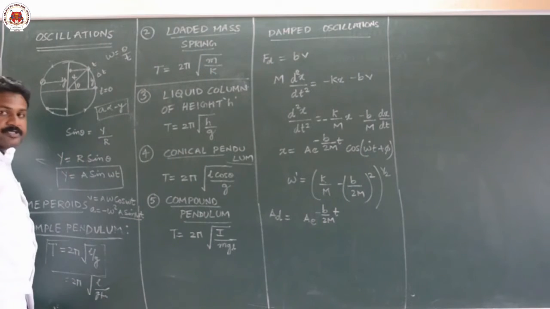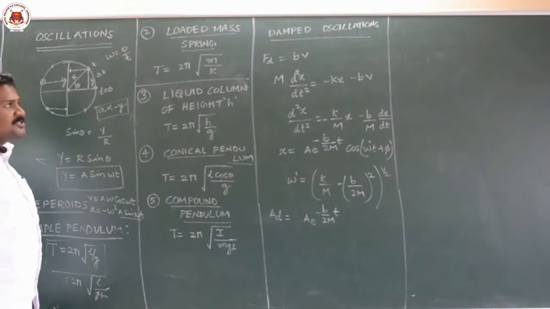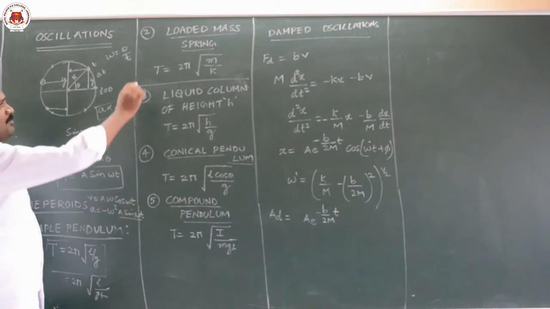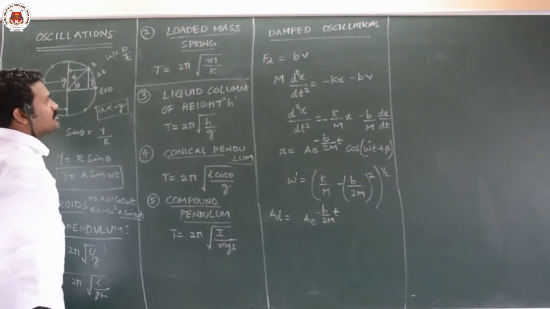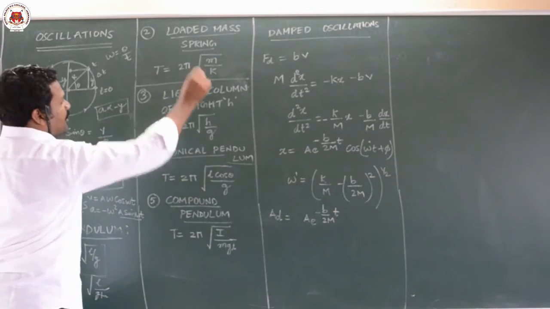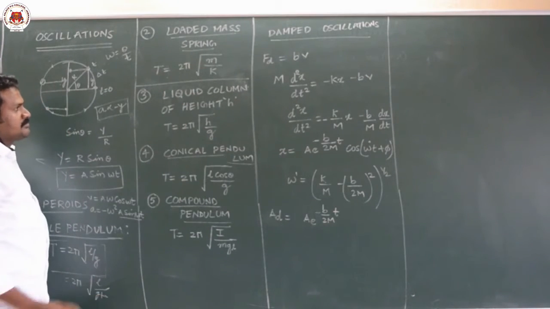L by G plus A. So this many questions they can ask. This is the time period of a spring mass system. Time period T is equal to 2 pi under root of M by K.